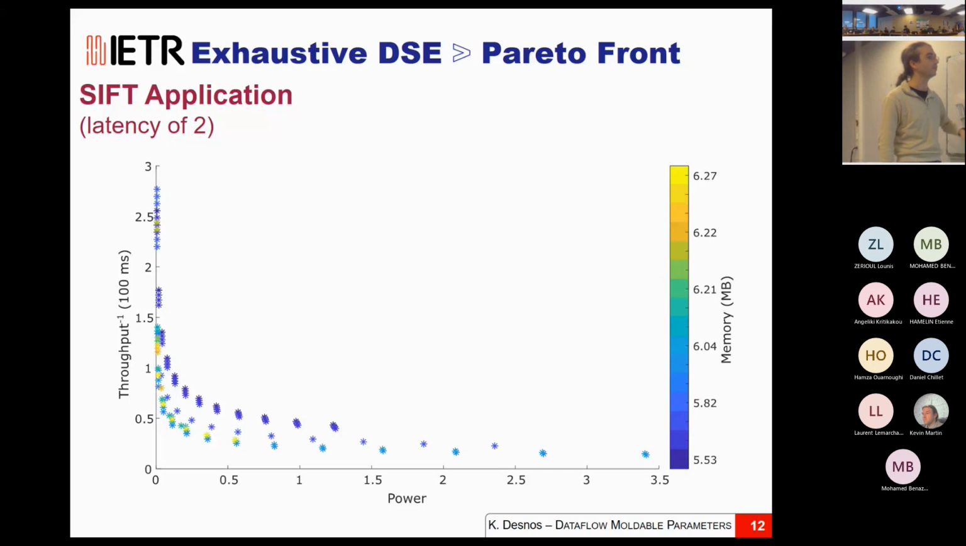For example, we can see that we have two extreme values: one with a very high power consumption, but with a very good throughput. And another extreme with a very low power consumption, but with a very poor throughput. So this is just to show one result.